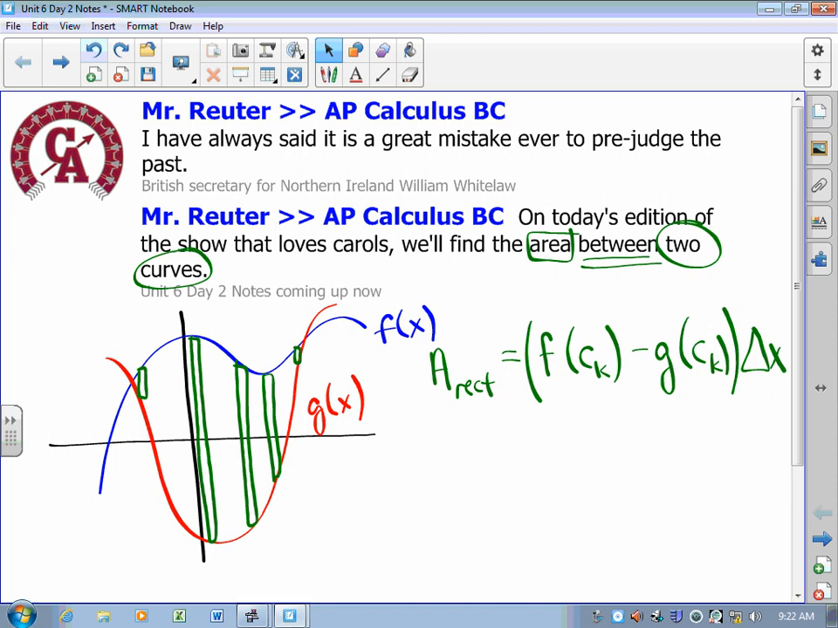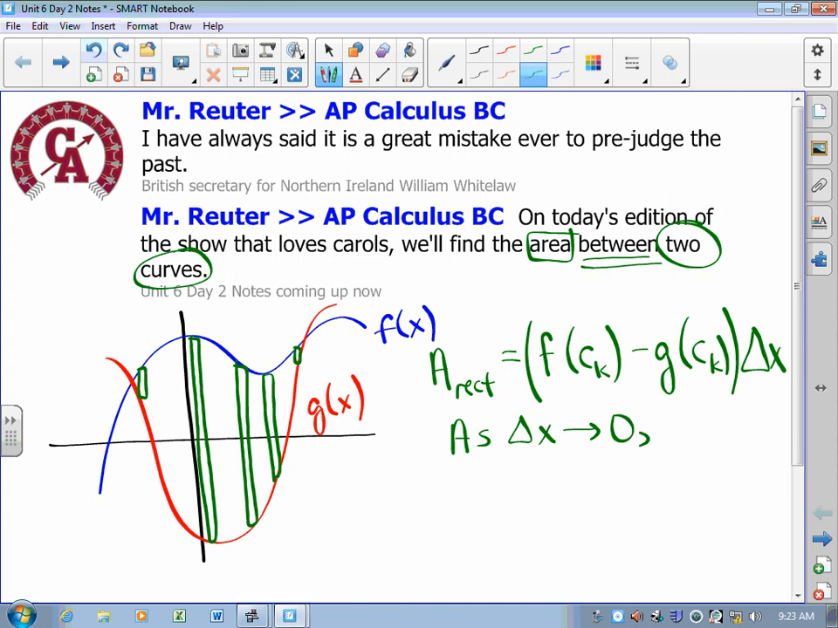But here's the thing. We don't want an approximation. We want an actual area. And to get an actual area, you need smaller and smaller rectangles, thinner and thinner rectangles. So we line up infinitely many, infinitely thin rectangles. And so as delta x gets closer and closer to 0, we get the area equal to an integral from a to b, where this is a and this is b.